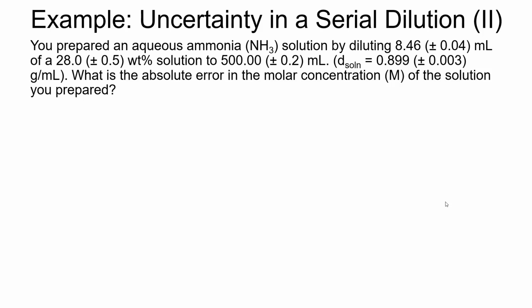Your job is to find the absolute error in the molar concentration of the ammonia in the dilute solution. And if you didn't check out the review on serial dilution the first time, I'd recommend you go back to that first, or at least run the M1V1 calculation to determine what the concentration of the more dilute aqueous ammonia solution should be in molarity.